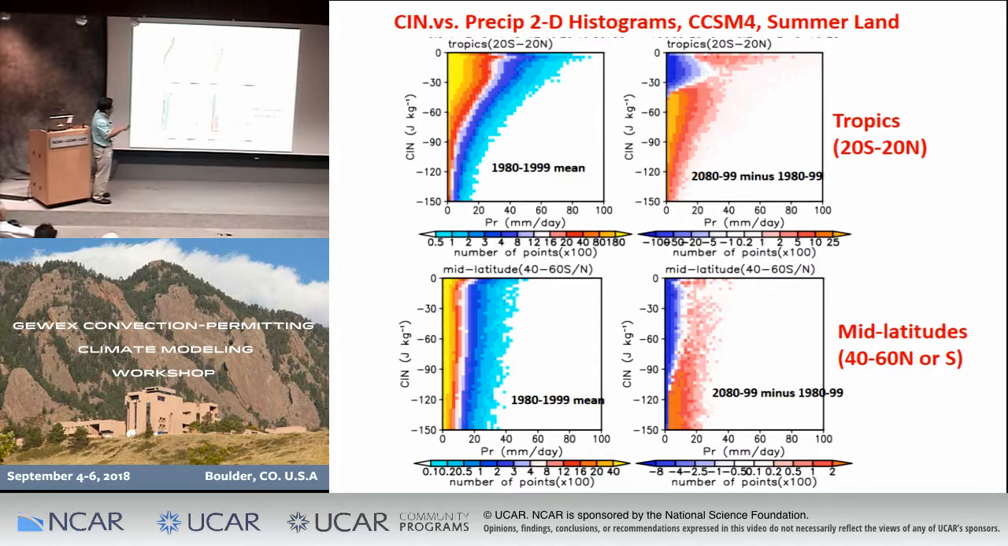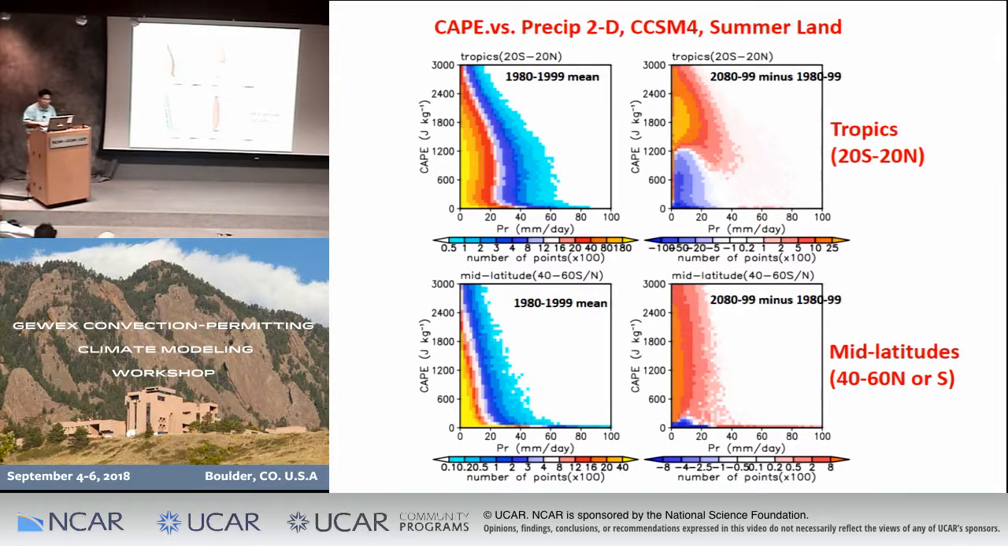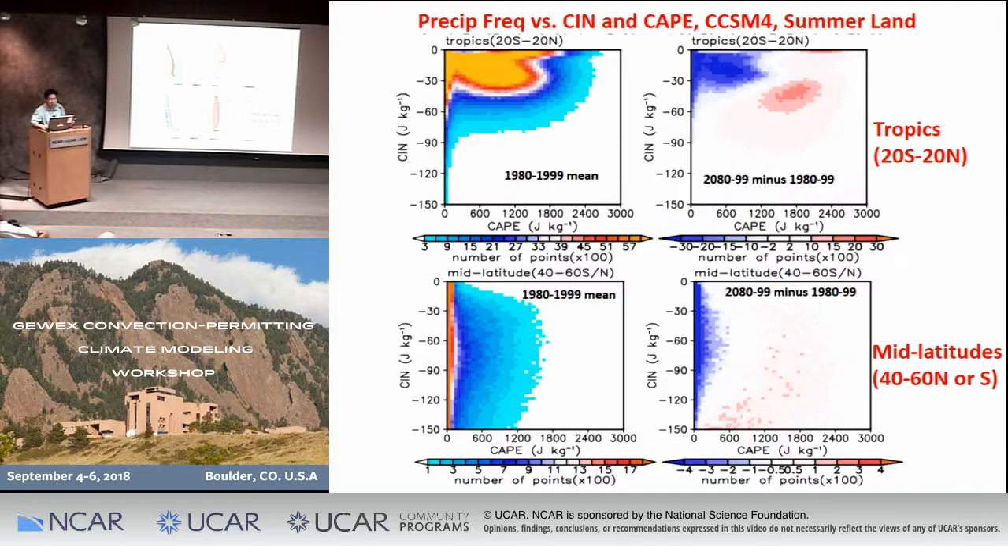All right. So this is for the tropics. Similarly for the middle latitudes, that's for the precipitation versus CIN conditions. And I'm going to switch this one.